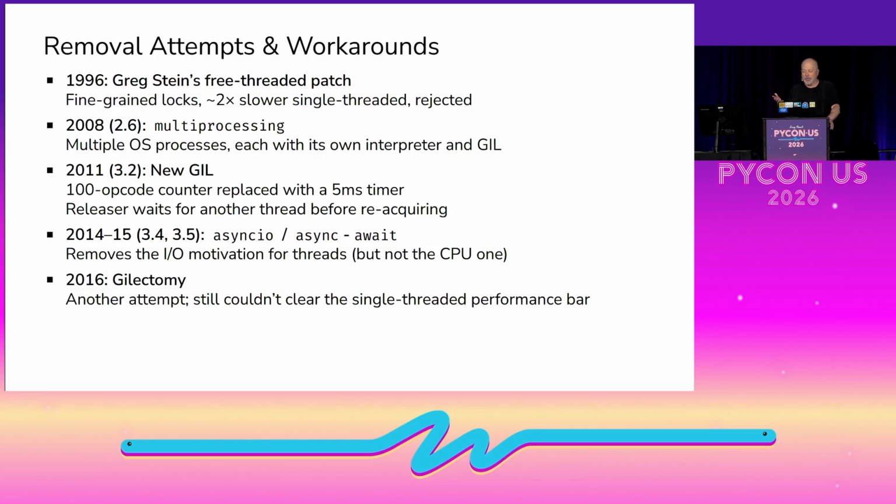There have been a number of attempts to remove the global interpreter lock, and there have been attempts to work around the issues that it presents. The attempts to remove it cost too much. They added too much overhead for single-threaded code. So that didn't work out.